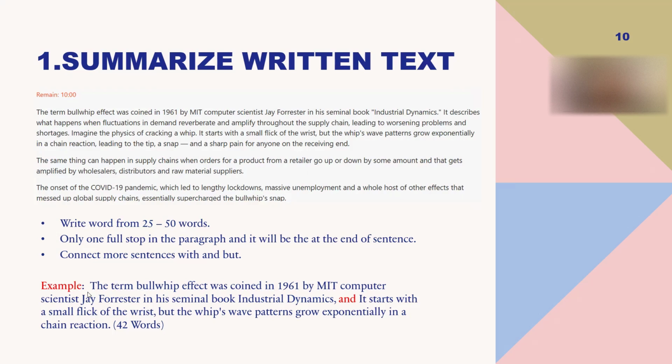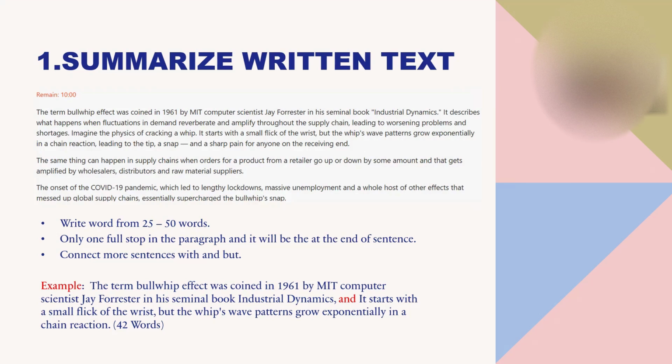So here I give an example of this summarize written text. Generally, the first sentence of every paragraph is very important, so make sure you write that sentence well. And here I use the connector, and this paragraph contained 42 words. I didn't write much more than that, because if it is more than 50 words, then there will be a zero in content. So yes, this is the summarize written text. Make sure you do not use more than one full stop in a paragraph, as well as connectors like moreover, furthermore, and so on.